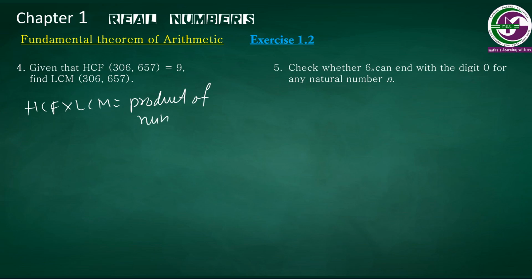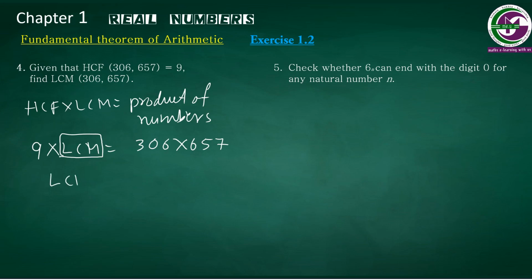Product of numbers. So we'll use this relation to find the LCM. HCF times LCM equals 306 times 657. So these are the two numbers, 306 and 657. If we are multiplying HCF times the LCM, you must get 306 times 657. So the only unknown value is LCM here.